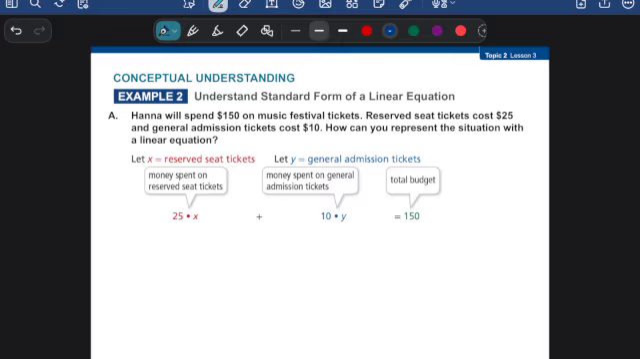When we have two different rates, we can use standard form because my x variable has a coefficient, a rate, and my y variable has a rate. So here we're defining the variables. We're saying x is the reserved seat. So the rate for reserved seat is 25, so I can represent that with the expression 25x. And I'm defining the y variable to be general admission tickets. The rate for general admission tickets is 10, so I can use the expression 10y.